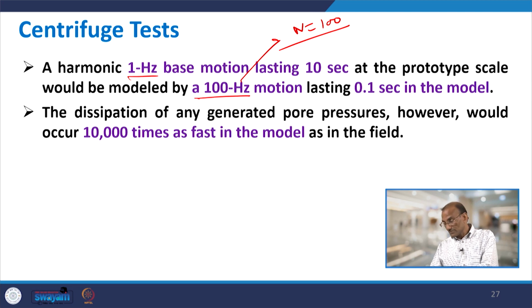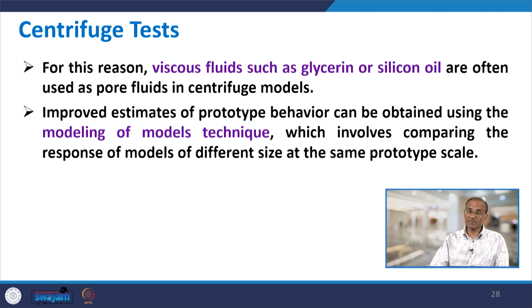So, to overcome these limitations, instead of water some materials, for example viscous fluids such as glycerin or silicones, or oil, are used as a pore fluid in the centrifuge modeling. Then improved estimates of prototype behavior can be obtained using the modeling of models technique, which involves comparing the response of models of different size at the same prototype scale.